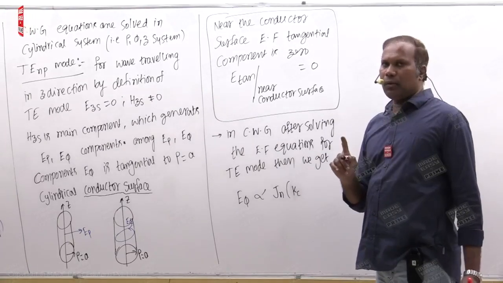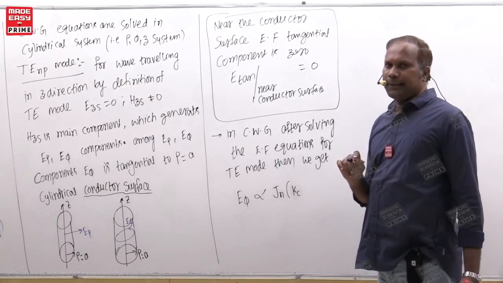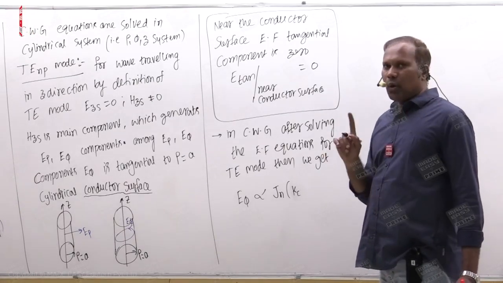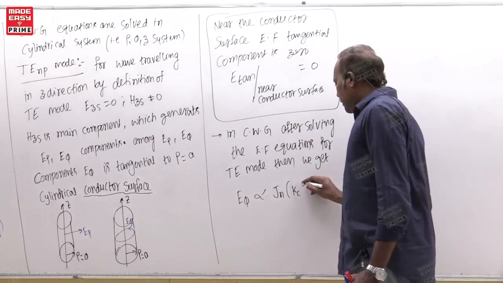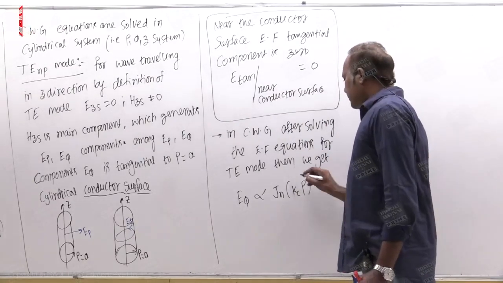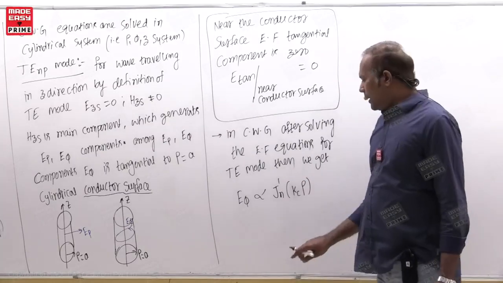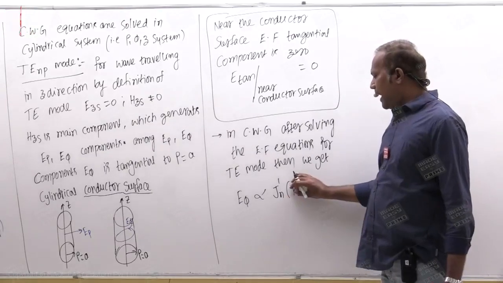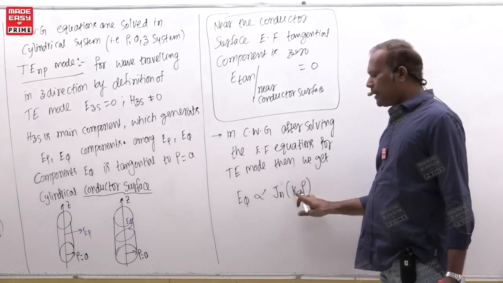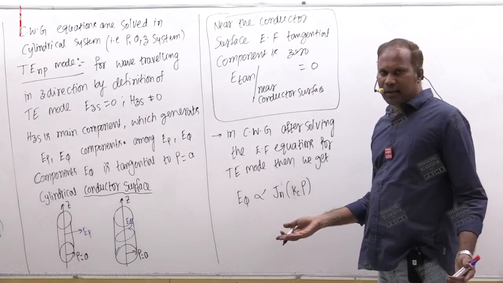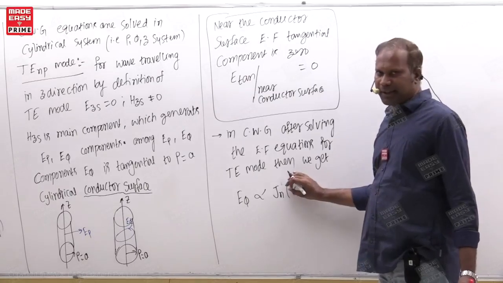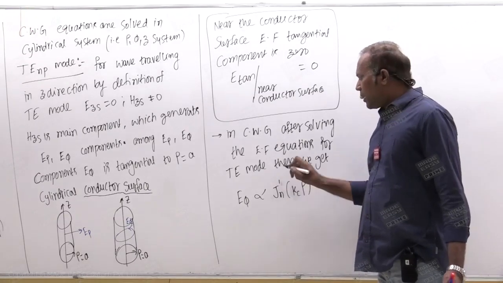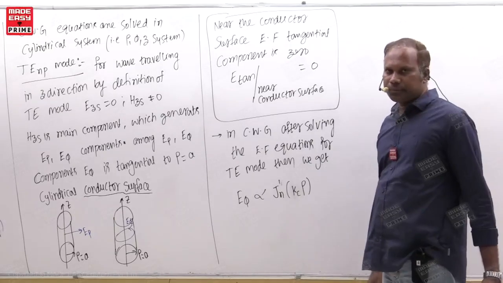Beta is equal to omega root mu epsilon, and beta c is equal to omega c root mu epsilon. That is nothing but kc multiplied with rho dash. What is Jn of x, student? Nth order Bessel function. For example, Jn x, here x is there. That is nth order Bessel function. Dash means what? First derivative.